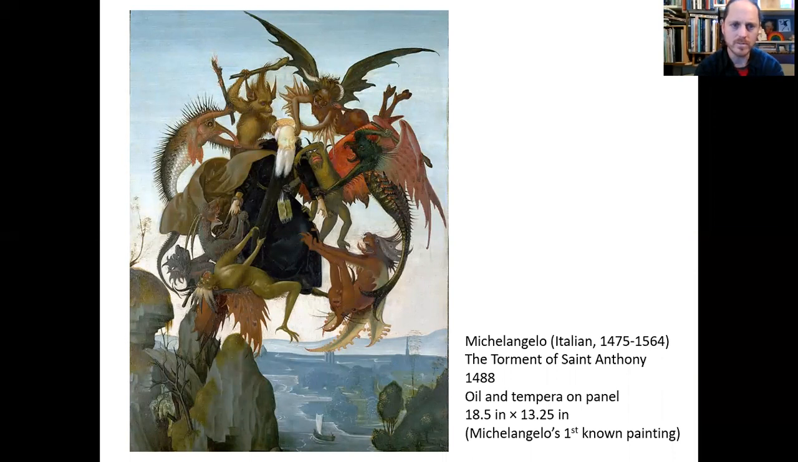Michelangelo would have been looking at those examples of Greek pottery and been inspired by them. This is his first known painting, and this really wonderfully weird image has an incredible use of figure and ground, positive and negative shape.